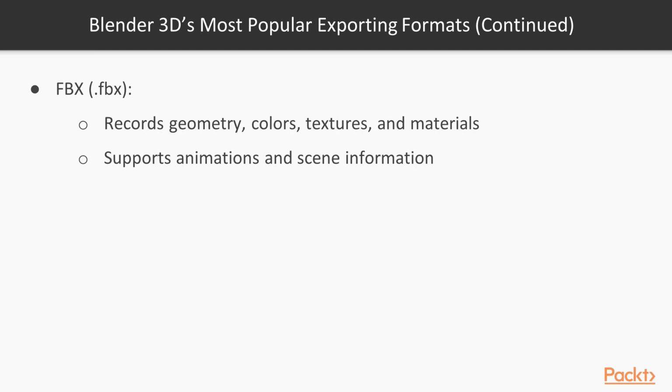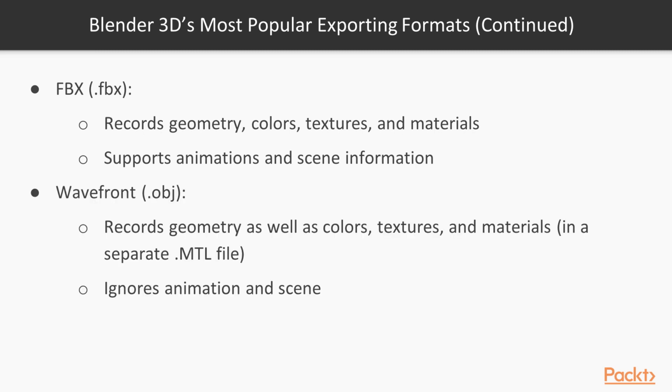This is actually the file format that we're going to use to export our sword from Blender into our Unity game engine for the bonus material in this course. Next, you have your Wavefront, your .obj. This is another popular file. It records your geometry. It does record your colors, textures, and materials, but as you can see here on the slide, it does it in a separate .mtl file, which is different, but it gets the job done.